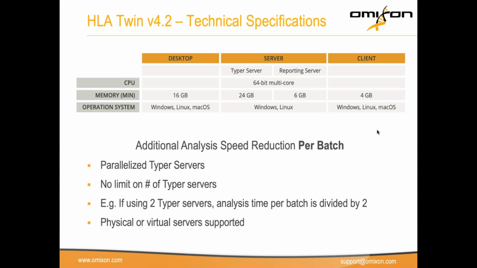And as a result, the analysis time for the entire batch will be divided by 2. If you had 3 typer server instances, then the batch would be split by 3. Each typer server instance would analyze a subset of the entire batch, and as a result, the analysis time for the entire batch would be divided by 3, and so on.